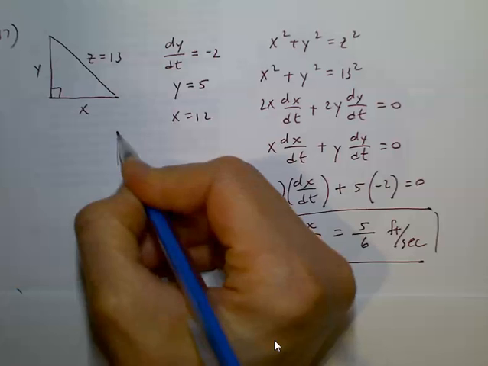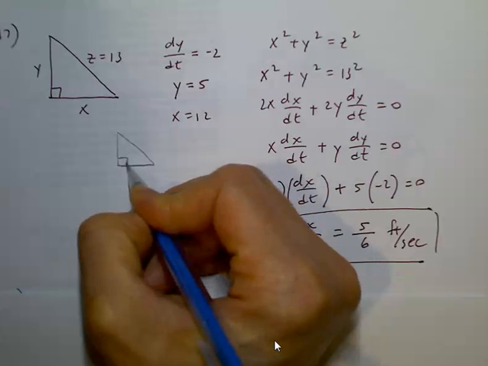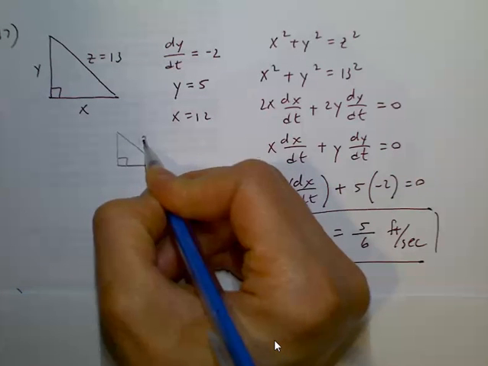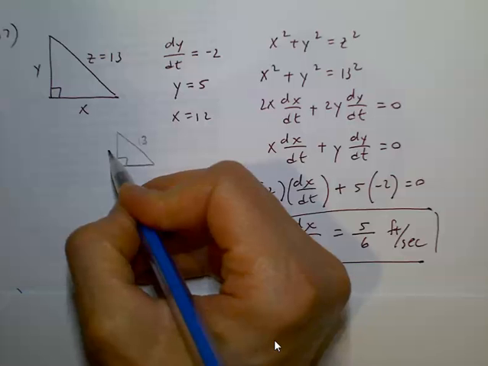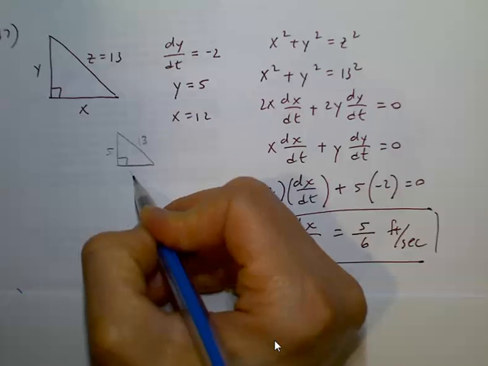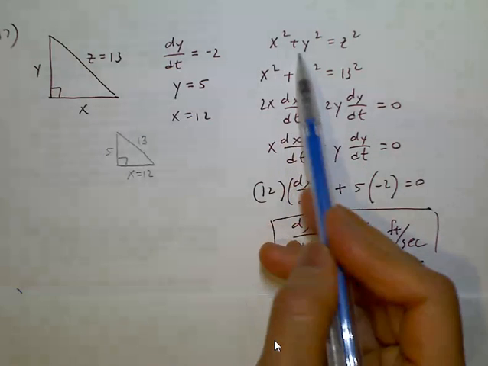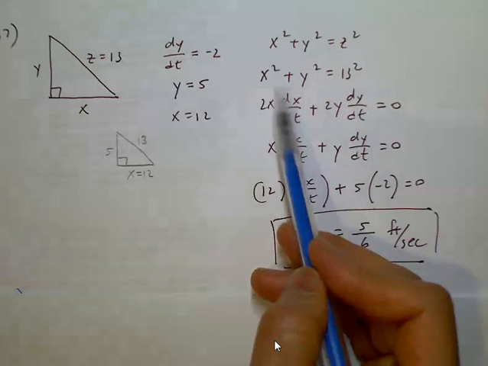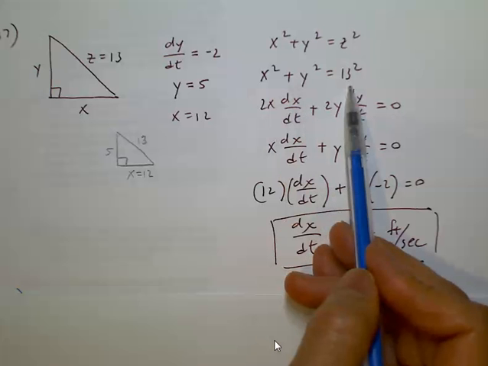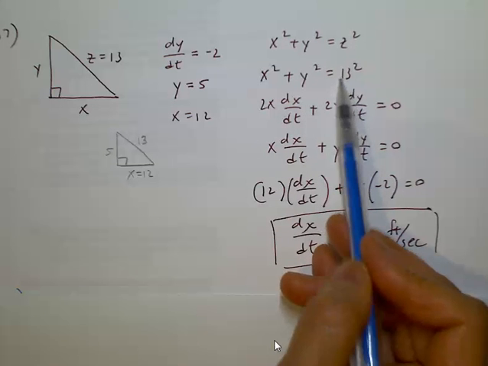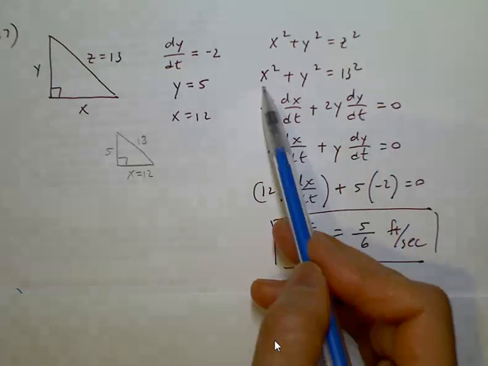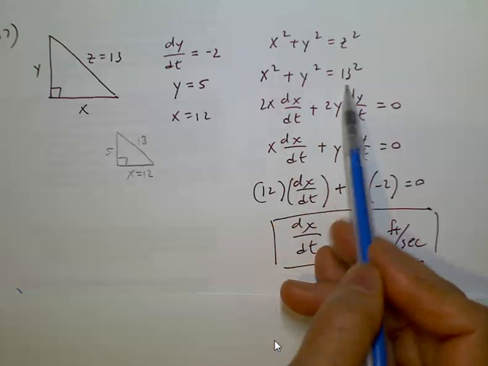So let me draw the triangle on that one. This is always 13, and at the instant when y is equal to 5, using the Pythagorean theorem, x is going to equal 12. Now I'm using the Pythagorean theorem, x squared plus y squared is equal to z squared. Since the ladder stays constant at 13, I can put in z as 13, so x squared plus y squared is equal to 13 squared.